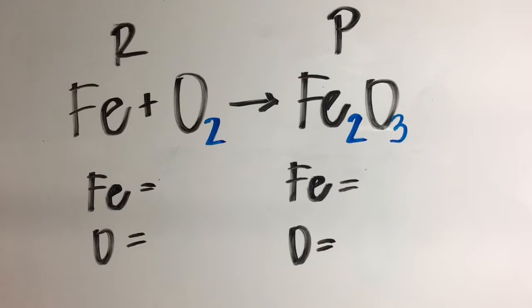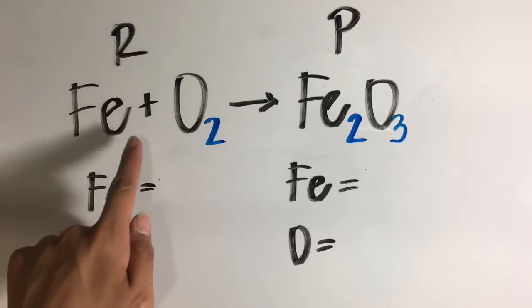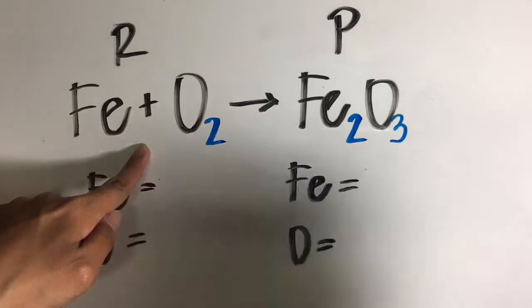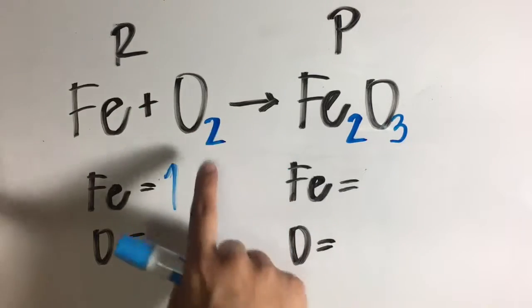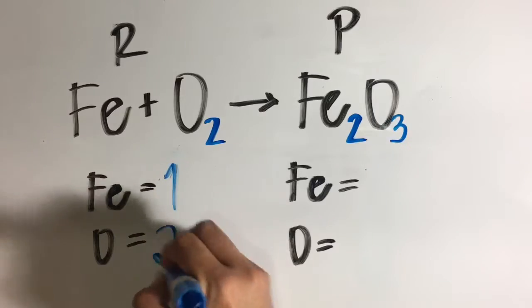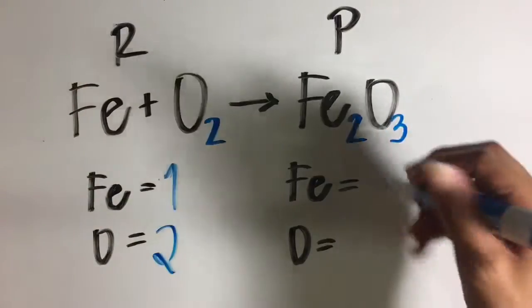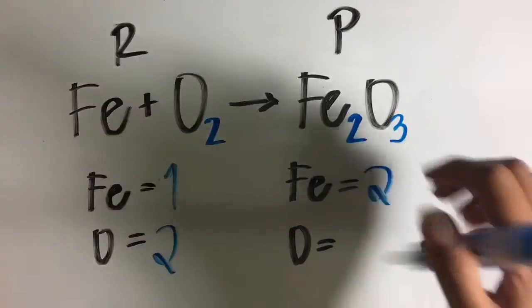So to balance this equation, let's first write how many atoms of each element are present on each side of the equation. Keep in mind, if there is no subscript, it means there is 1 atom. So there is 1 atom of iron and 2 atoms of oxygen on the reactant side. On the product side, there are 2 atoms of iron and 3 atoms of oxygen.